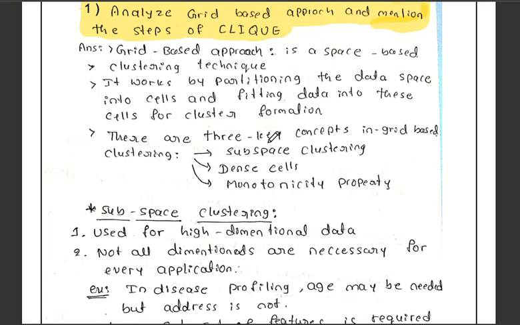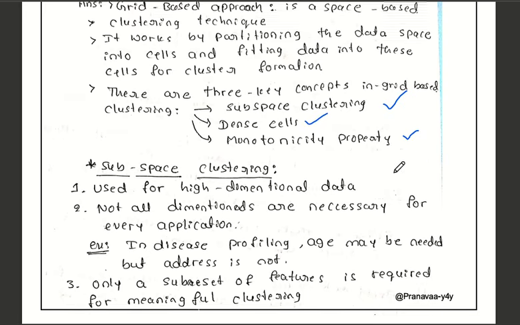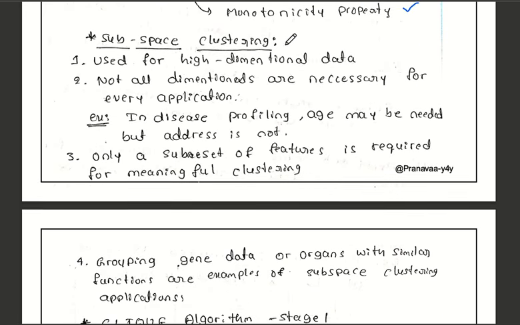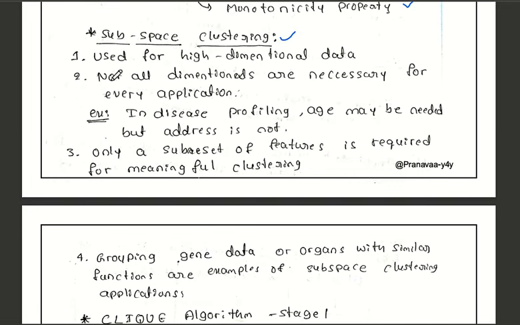Okay, there are three key components in grid based clustering: subspace clustering, dense cell, then monotonicity property. Then comes the algorithm. Here they have given steps for how the working procedure will be, so for that you need to describe it. You just go through this description.